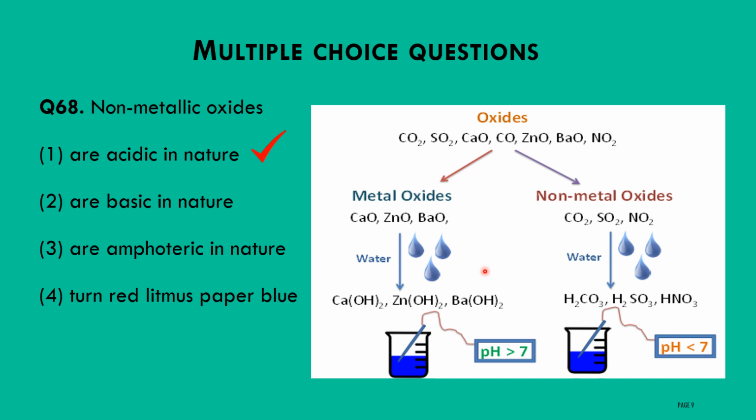Here two things you have to remember. Metal oxides, when they react with water, will be basic in nature. Non-metal oxides, when they react with water, will be acidic in nature. Therefore, the answer to the question is that non-metallic oxides are acidic in nature. These two points you have to remember. Then, what is meant by amphoteric? Amphoteric is something that behaves neither as an acid nor as a base. The best example is water. It is not an acid, it is not a base.